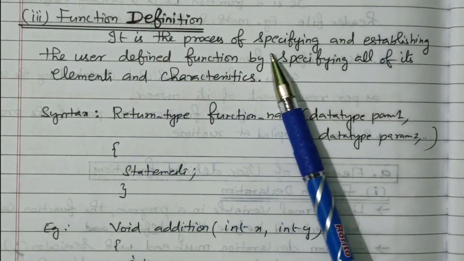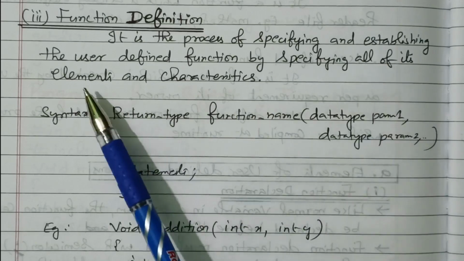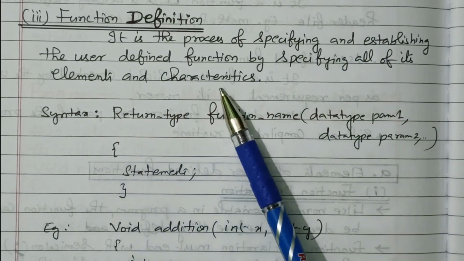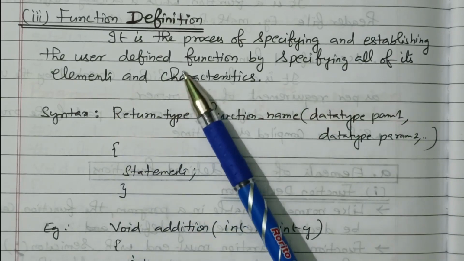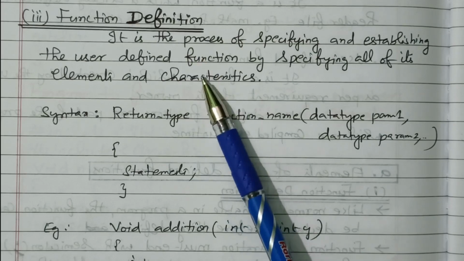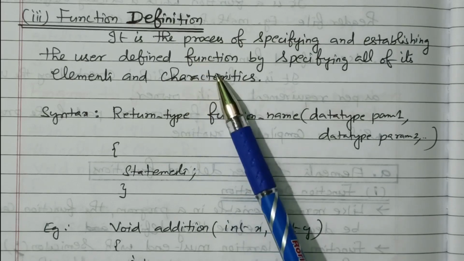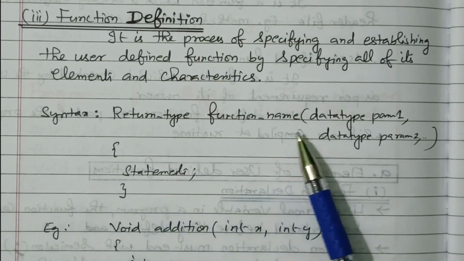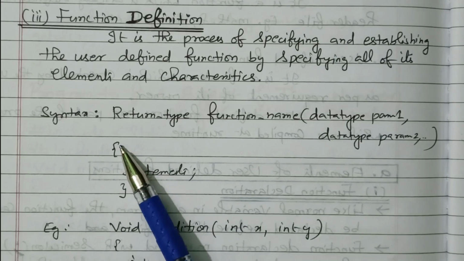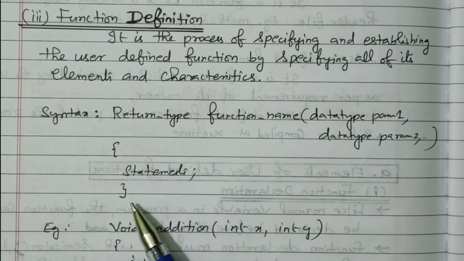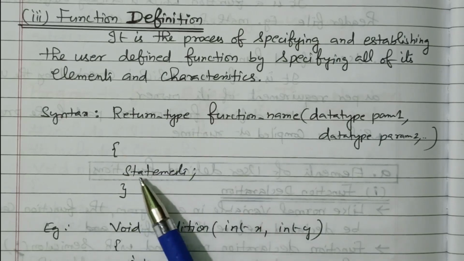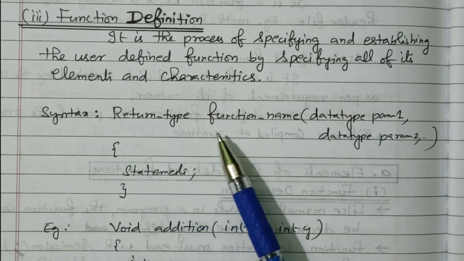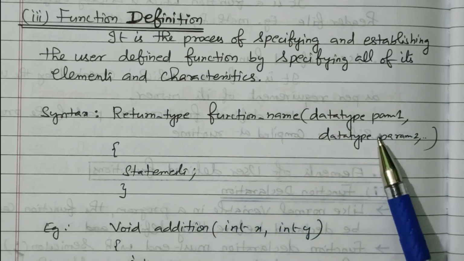So it is the process of specifying and establishing the user defined function by specifying all of its elements and characteristics. Function definition means all the necessary statements are available in this function definition. We will see the syntax. Return type, function name, data type, then open the brace, statements are available, then close the brace. So this is a function type. In this we need to decide what statements we need, right? So the return type is available, function name is available, all the data are available.